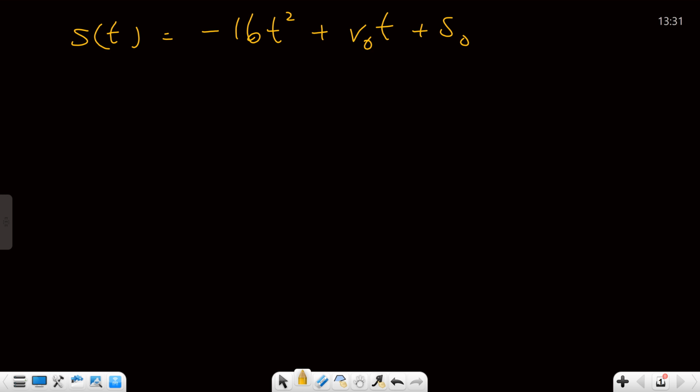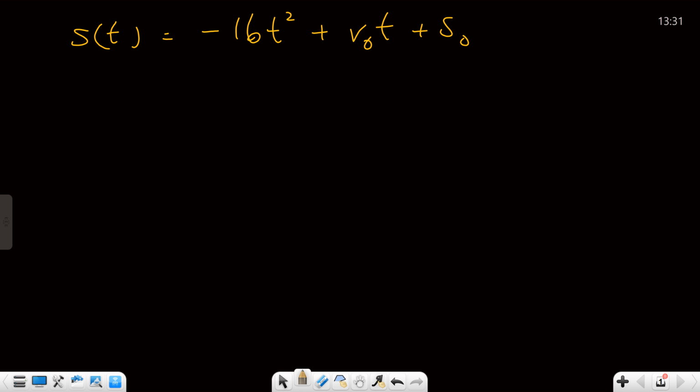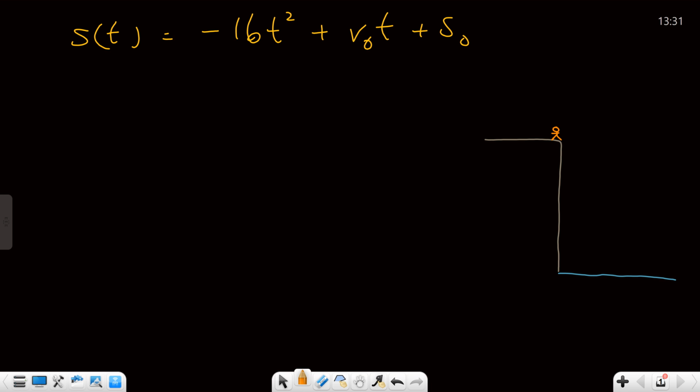Okay, so for instance, you're on a cliff above a river. And you happen to have a bowling ball. Why you have a bowling ball on the top of a cliff, I have no idea. But you're going to throw that bowling ball down into the river. And we're going to throw it down at a speed of negative 10 feet per second.